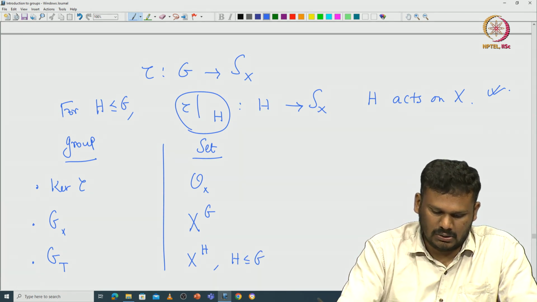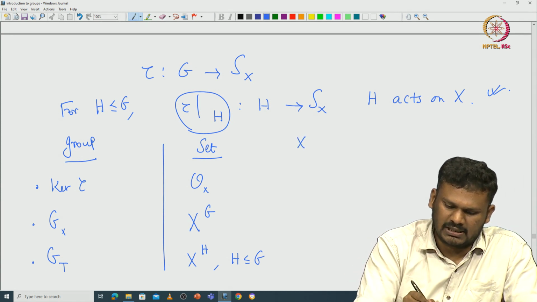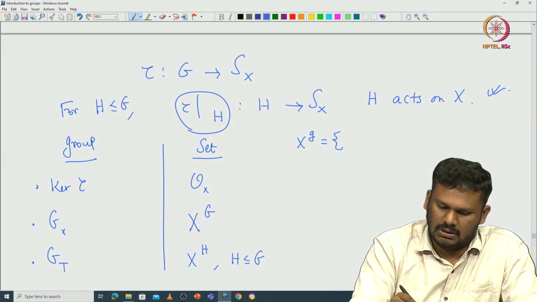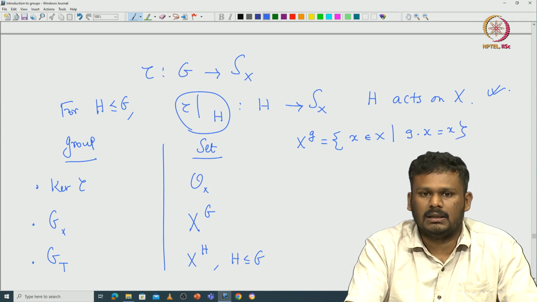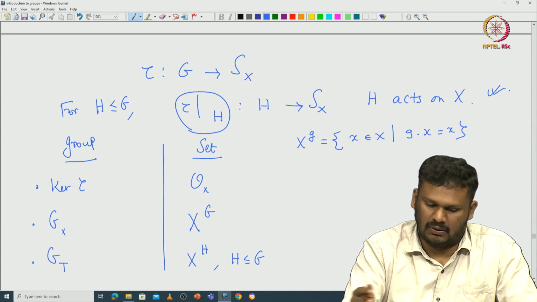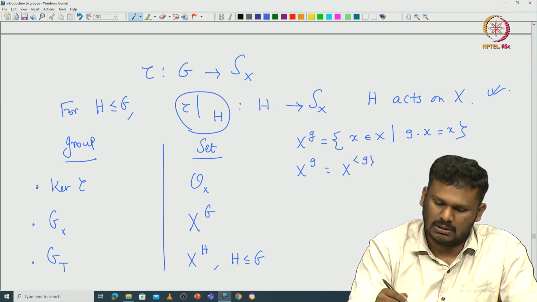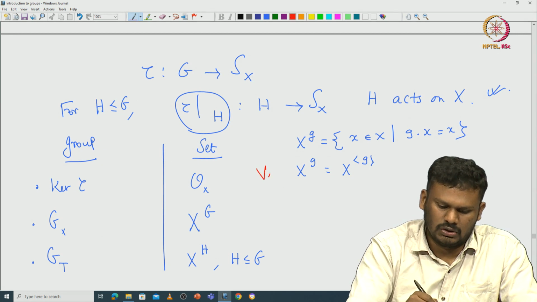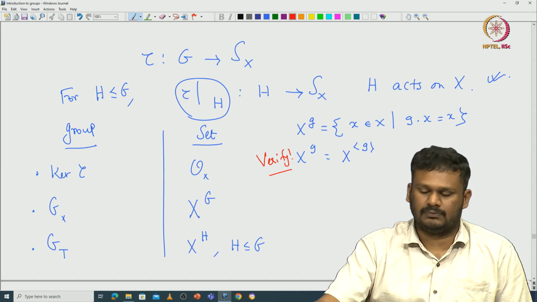So, what I am trying to say is that you can define this X power small g, for example. That is nothing but those elements of capital X that are fixed by g. So, this is the fixed point subset of g, and note that X power g will be the same as X power the subgroup generated by g. This is something I will leave for you to verify. So, these are all terminologies that will be used later in order to understand any group action.